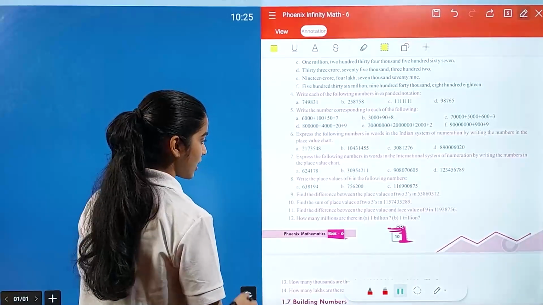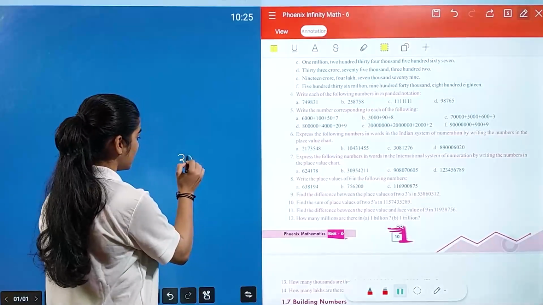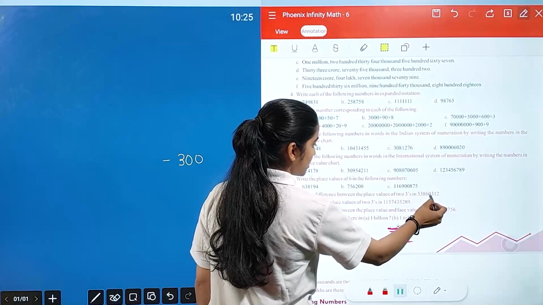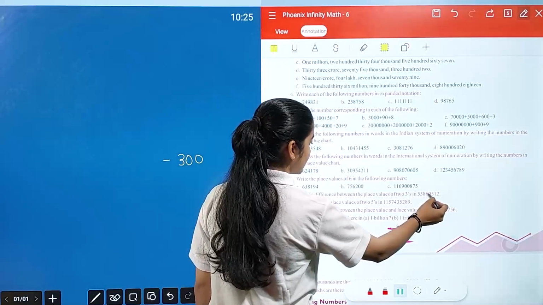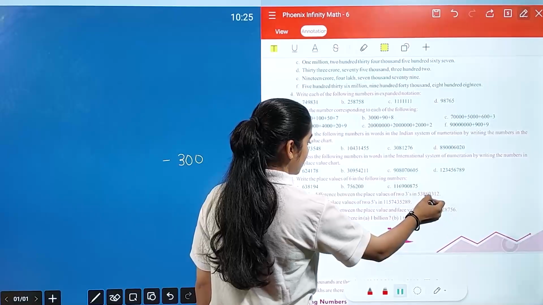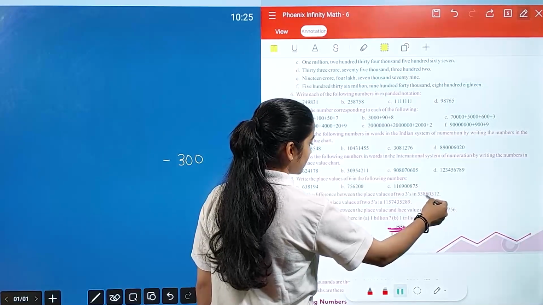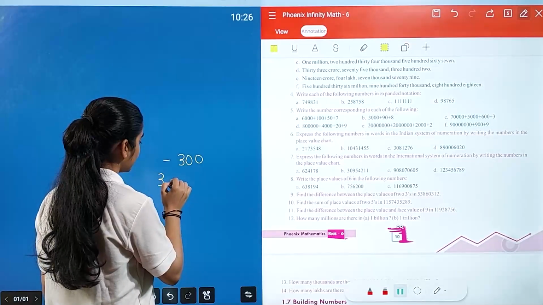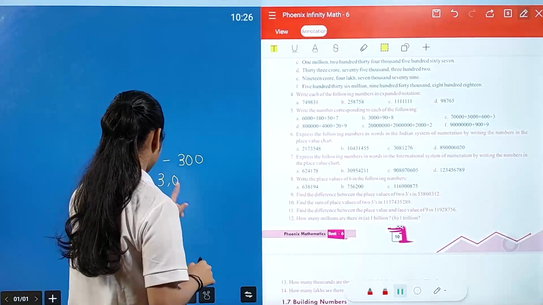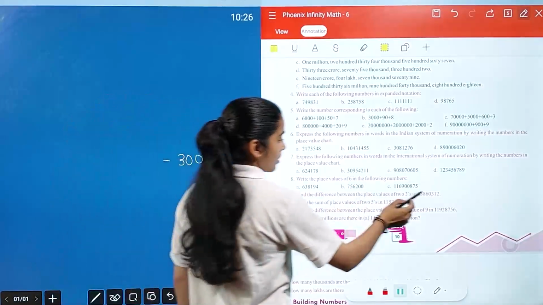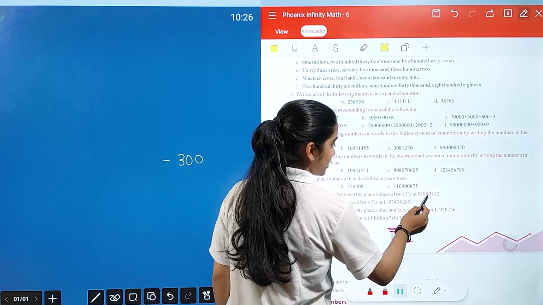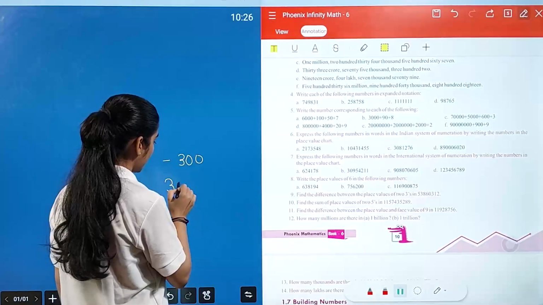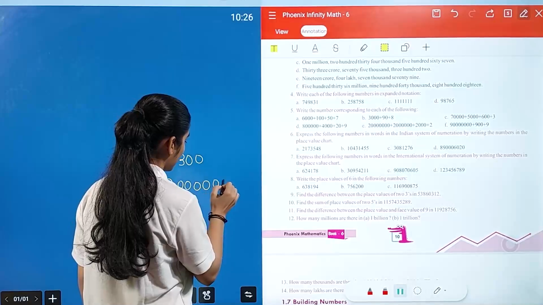So in 3 digits we have ones, tens, 100, which is 300. First 300, 100, 1,000, 10,000. After 10,000 we have lakh, 10 lakh, and crore. So here we have 3 multiplied by 8. Ones, tens, 100,000, 10,000, lakh, and 10 lakh. So 3, 1, 2, 3, 4, 5, 6.